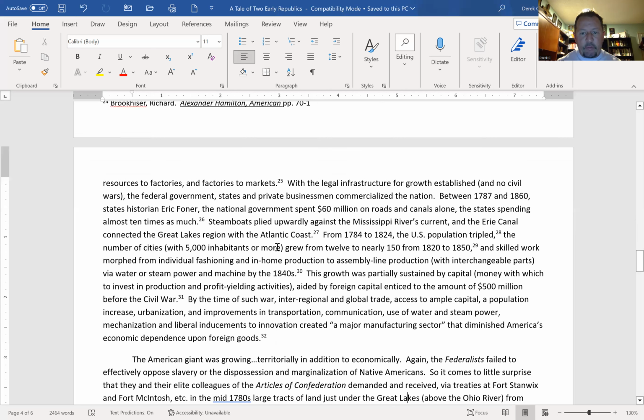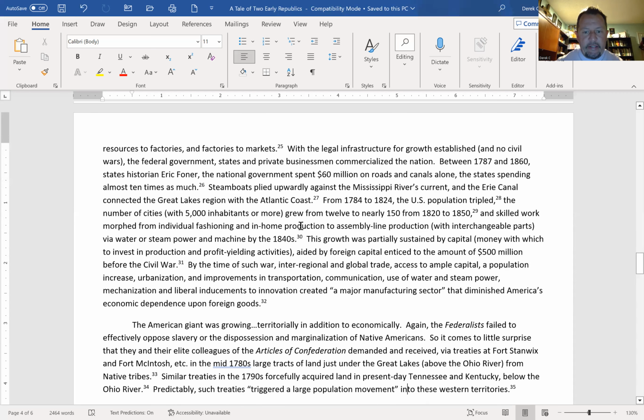And then foreign capital was enticed. You see there, $500 million were invested by Europeans into one industry or another before the Civil War. And hence we developed not only global and interstate and interregional trade, but a major manufacturing sector in the North.